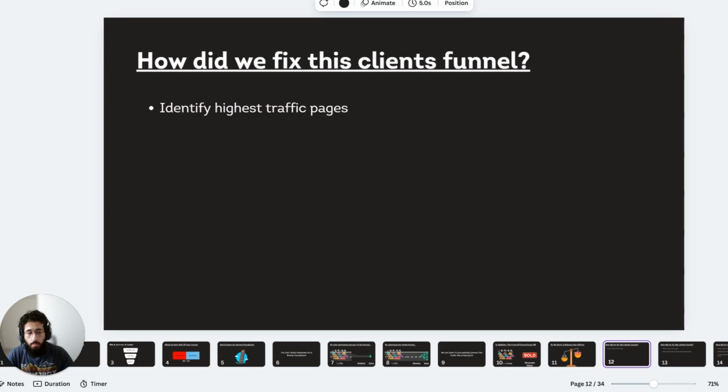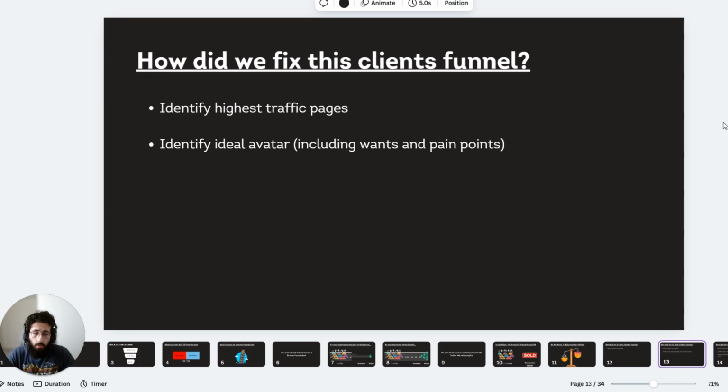The next thing that we did was identify the ideal avatar, and that really includes the wants and pain points of this avatar as well. It's really important that we know what people want in terms of who you're selling to and what they don't want in terms of who you're selling to. And we also want to know in terms of other solutions on the market to whatever problem that you are solving, what type of common pain points that people have in that, because then we can work around that and position our product to avoid those pain points as well.